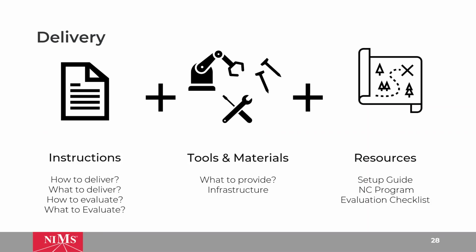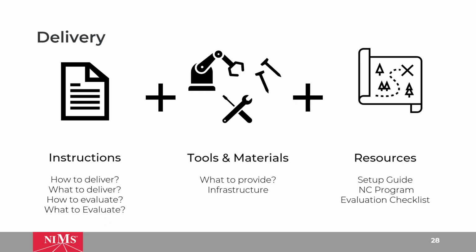Now you're going to tell them how they are supposed to deliver it. What do they need to deliver? How, and then how to evaluate and what to evaluate for. Tools and materials, now this is explicit because you need to tell them what they need to provide, the infrastructure of the project, so they can prepare this for their trainees. Resources are also some guides and tools that you can provide for the trainer or the evaluator.